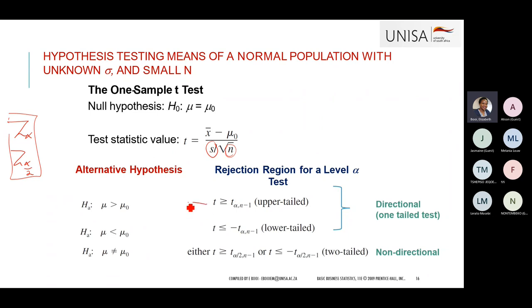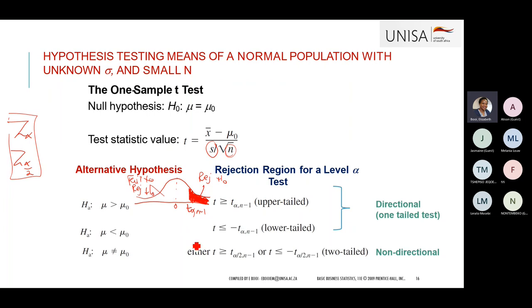So the decision will still be the same. We still use a normal distribution graph, where in the middle it's 0. Because it's greater than, we're just going to shade the greater than side on the right. Anything that falls here, we reject the null hypothesis, because it is beyond T alpha with N minus 1 degrees of freedom, which will be our critical value. Anything that falls here, we fail to reject the null hypothesis.